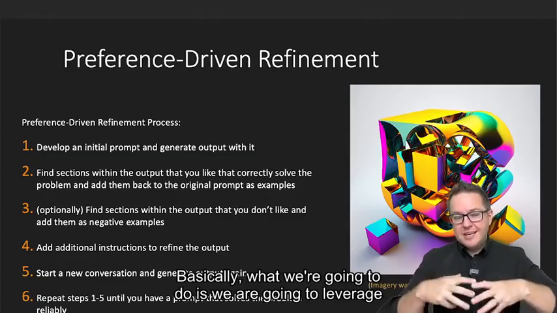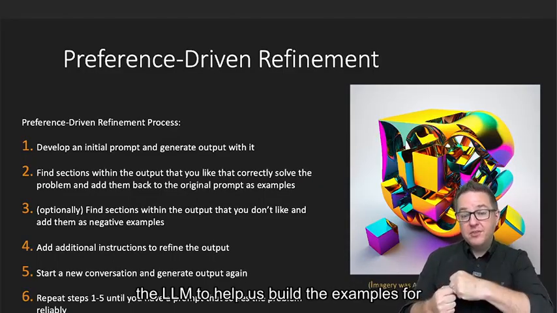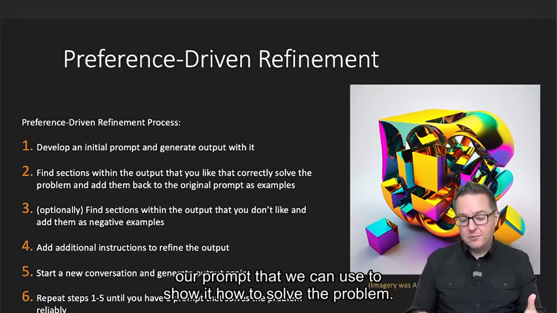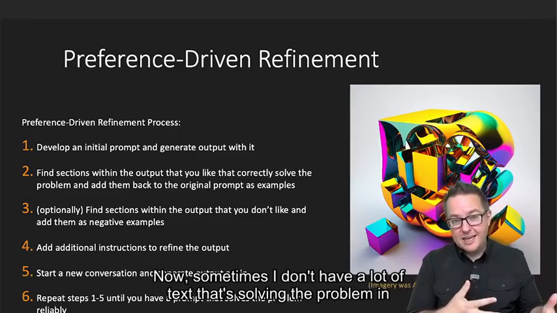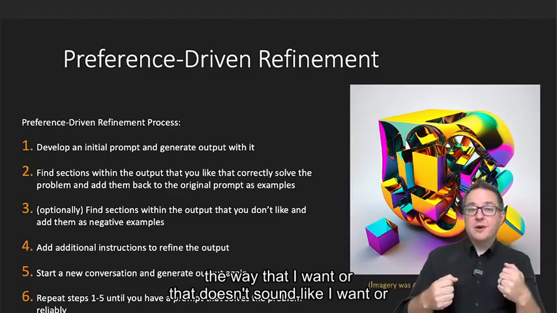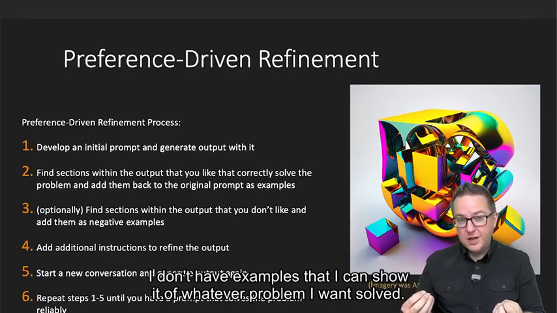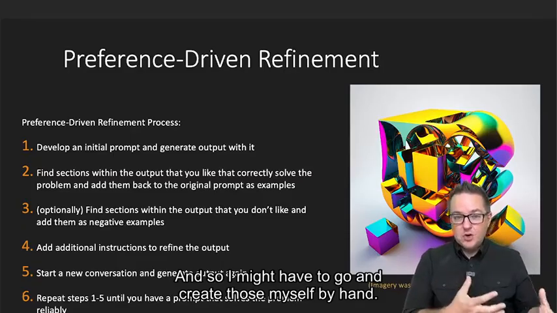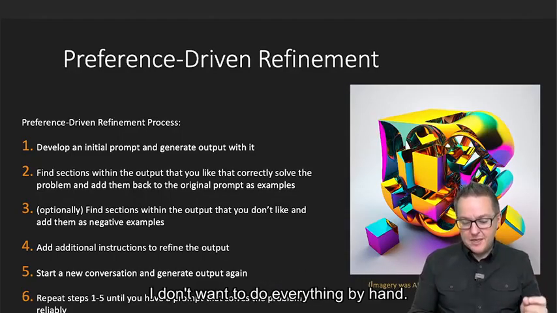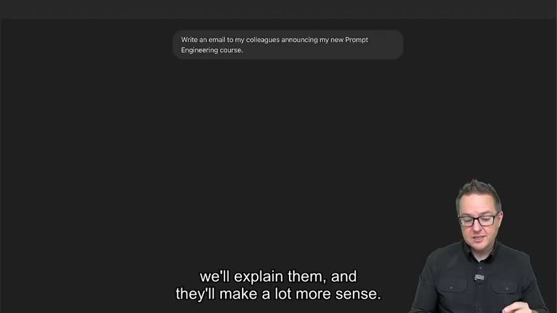Basically, what we're going to do is leverage the LLM to help us build the examples for our prompt that we can use to show it how to solve the problem. Sometimes I don't have a lot of text that's solving the problem in the way that I want, or that sounds like I want, or I don't have examples of whatever problem I want solved. So I might have to create those myself by hand, but a lot of times when I'm using generative AI, I don't want to do everything by hand. So let me show you the process, and I'll come back to these steps in a minute and explain them, and they'll make a lot more sense.